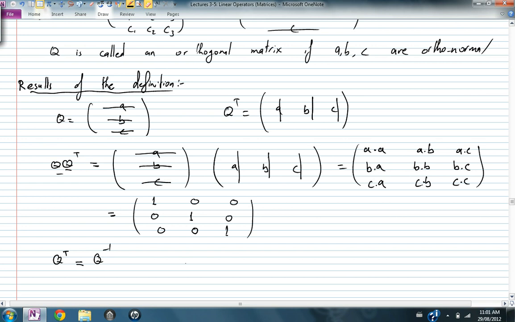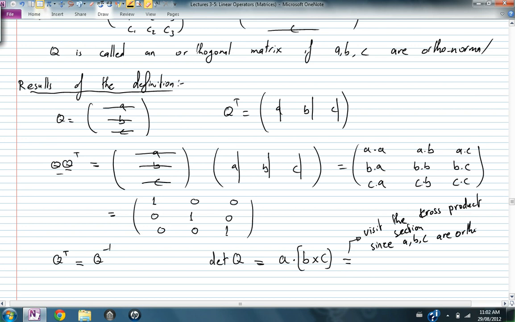What else? Well, let's see, what is the determinant of Q? The determinant of Q is equal to A dot B cross C, the triple product of the 3 vectors that form Q. And if we check the cross product section, since A, B, and C are orthonormal, you get that A dot B cross C is equal to either positive or negative 1.